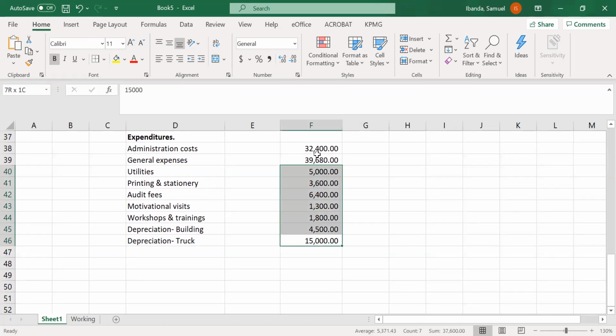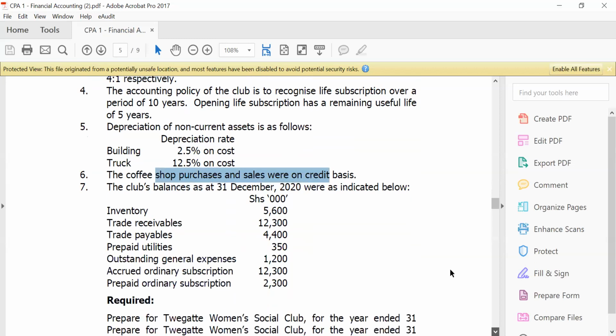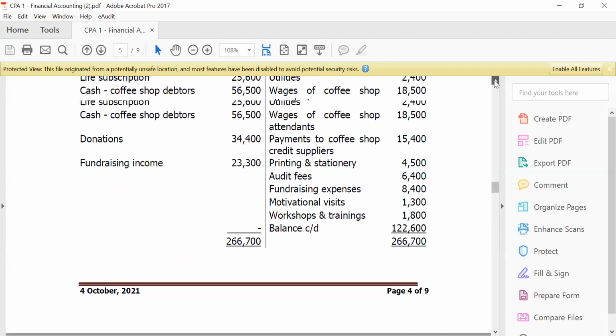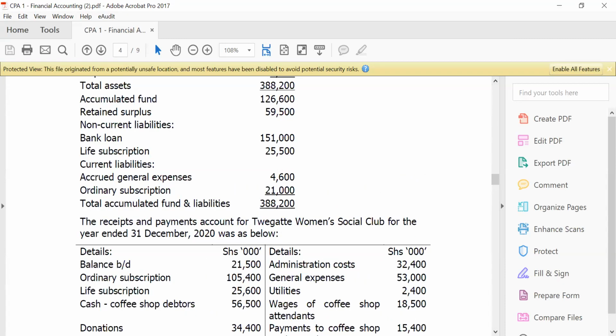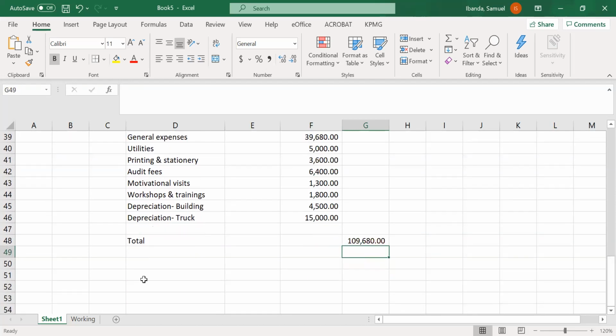After that, you just confirm that there are no other expenses that you have left out. And if that is all that you have recorded for expenses and you're very sure that there are not any others that you have left out, you go ahead to get your total expenses. Total expenditure, you sum up that to get that value.